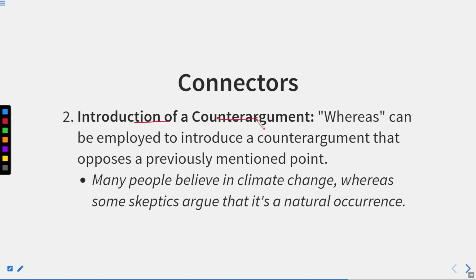Now, introduction of a counter argument. Counter argument means argument over argument. Whereas can be employed to introduce a counter argument that opposes a previously mentioned point. Many people believe in climate change. So this is one clause, whereas some skeptics argue that it is a normal occurrence. Now this is, you can say, the introduction.